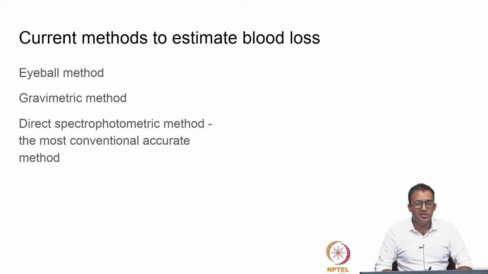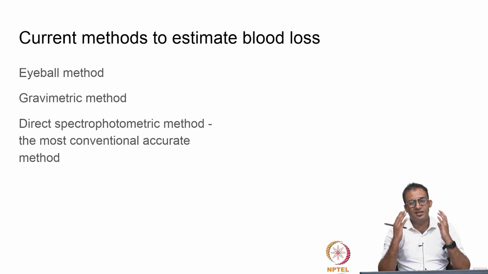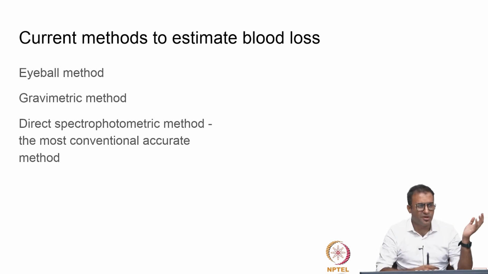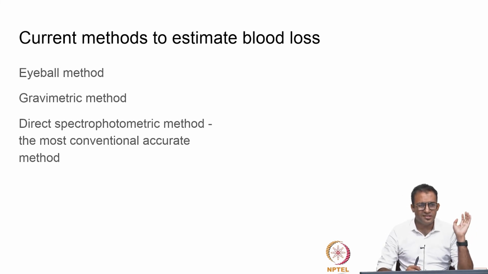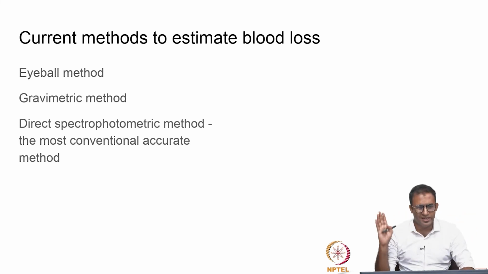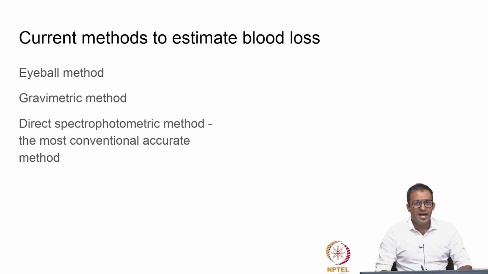The most common method is the eyeball method, where we look at it and just make an approximation: one pad is gone, 30 ml, 50 ml blood loss. So this is the most common method followed in India, including in the biggest hospitals in the country. What is the gravimetric method? Gravimetric method is measuring the amount of blood loss using measurement of the sponges.